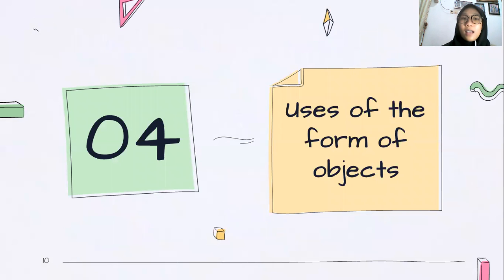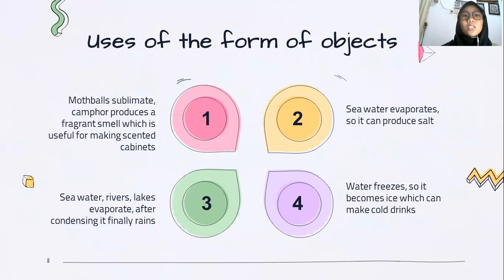Next, or last, topic is uses of the form of objects. Uses of the form of objects. There are 4. 1. Mothballs sublimate. Camphor produces a fragrant smell which is useful for making scented cabinets.